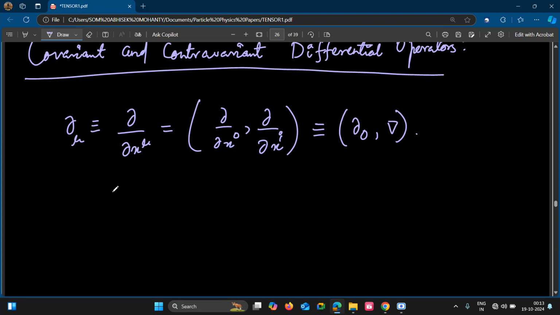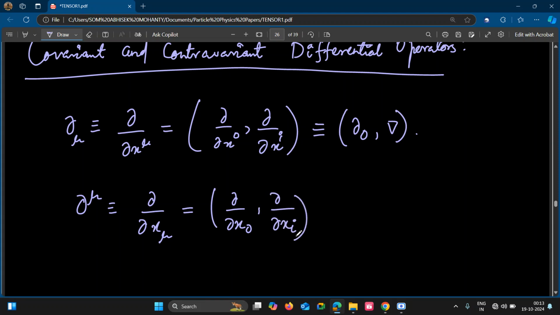We can write it as a contravariant also. Del mu is equal to what? Del by del x mu here, just an exchange of things, is equal to del by del x naught and del by del x i. You can see a change of indices here, a change of placement. And this will be del zero, and this one will be minus. This will be minus delta.